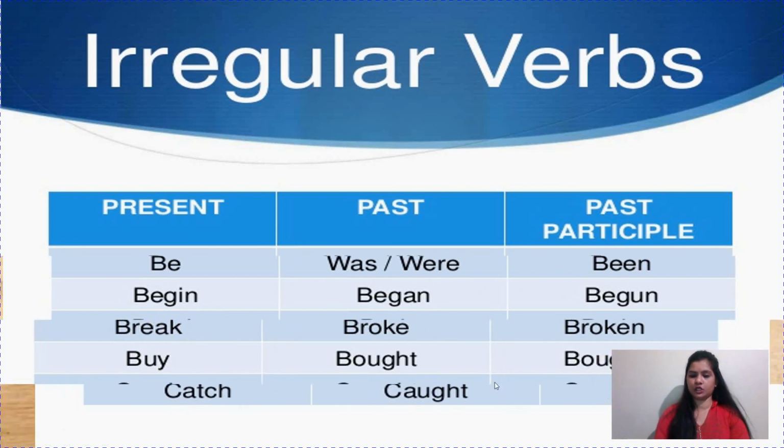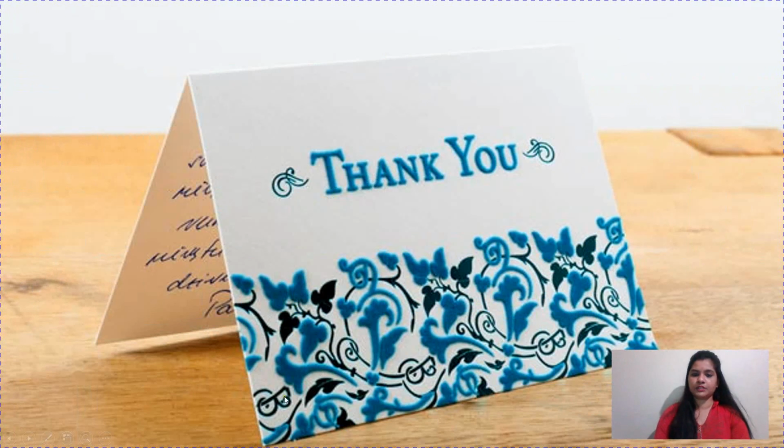Catch, caught, caught. I hope, children, you have understood what a verb is, what we have learned. A verb is an action word or doing word. Then we have learned subject, verb and object. Subject is the doer and object is the receiver. And we have learned transitive and intransitive verbs. A transitive verb needs an object to make a complete sentence, and an intransitive verb does not need an object. It is itself a complete sentence.